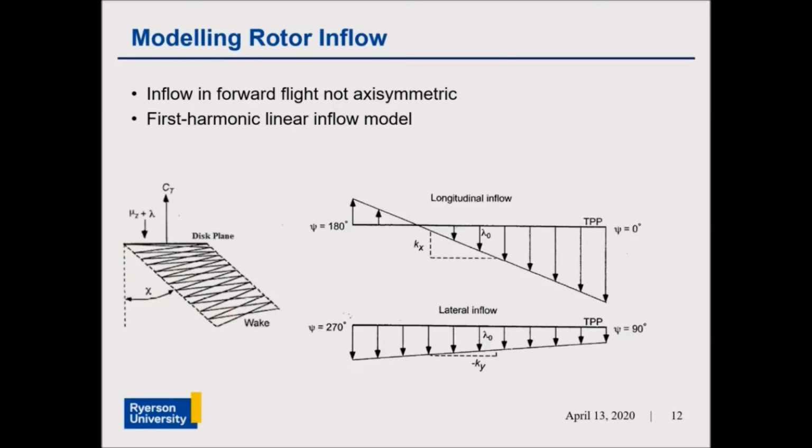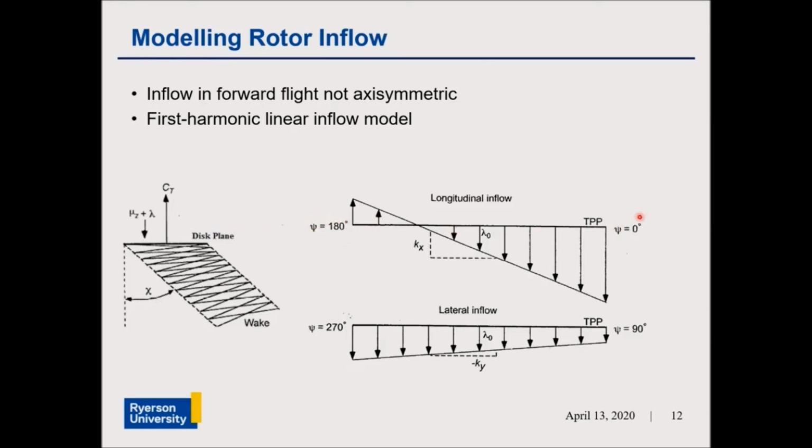Experimental research of the inflow over the rotor disc in forward flight has shown that the longitudinal and lateral variations in the inflow are linear. The Pitt and Peters linear inflow model, whose physical depiction is shown here on the figure on the right side, was used in this program to model the inflow in forward flight, as it provided the best agreement with experimental observations. Looking at the graphic here, the trailing edge is denoted by an azimuth angle of 0 degrees, and the leading edge is denoted by an azimuth angle of 180 degrees.